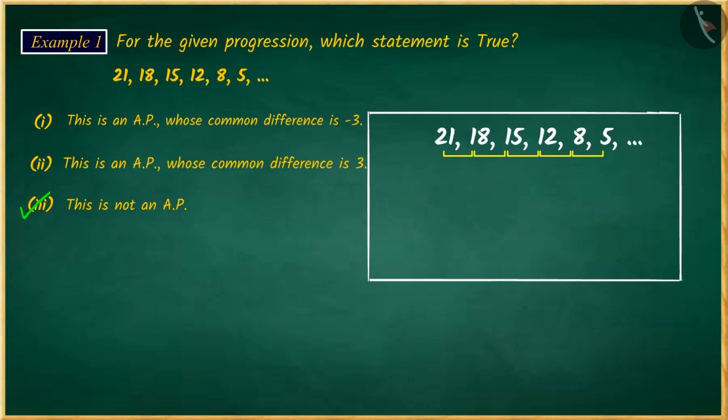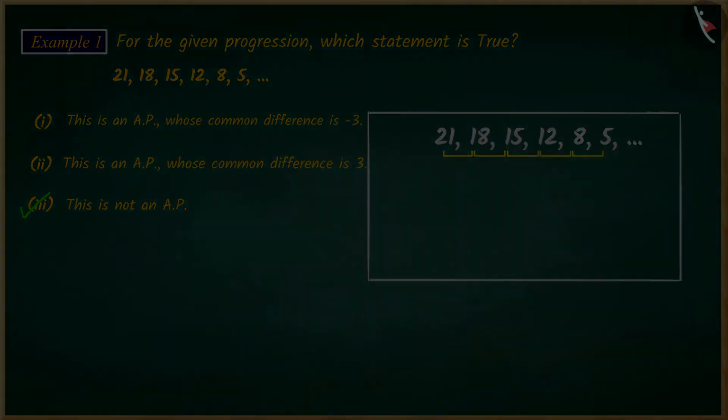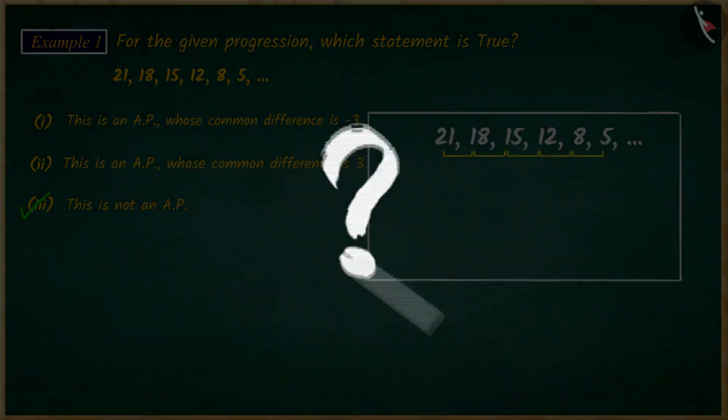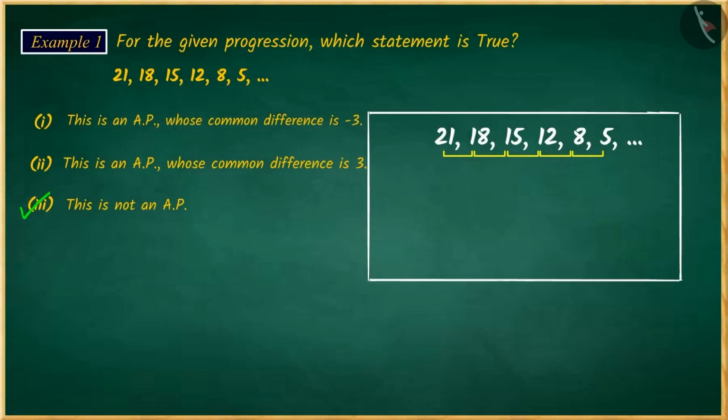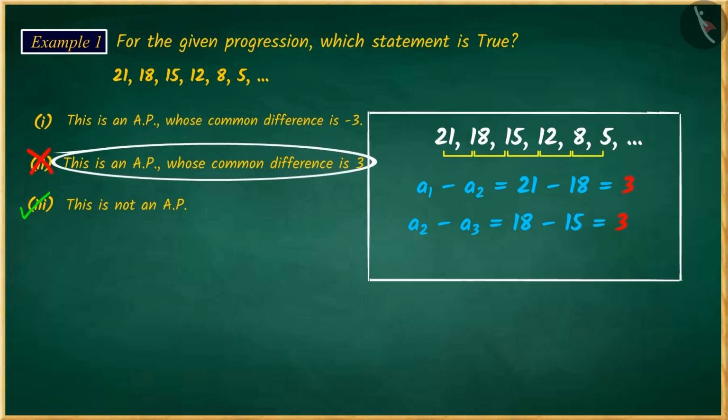Can you tell what was the mistake committed while solving this question, which led us to choose the wrong option? For the given series, the common difference for only the first 3 consecutive terms was found. There too, instead of subtracting the previous term from a given term, we subtracted the next term from the previous term, which gives the common difference as 3, and that is a wrong answer. Let's see one more example.